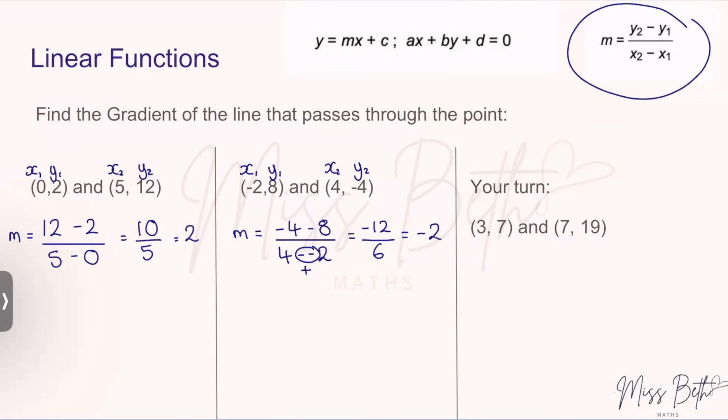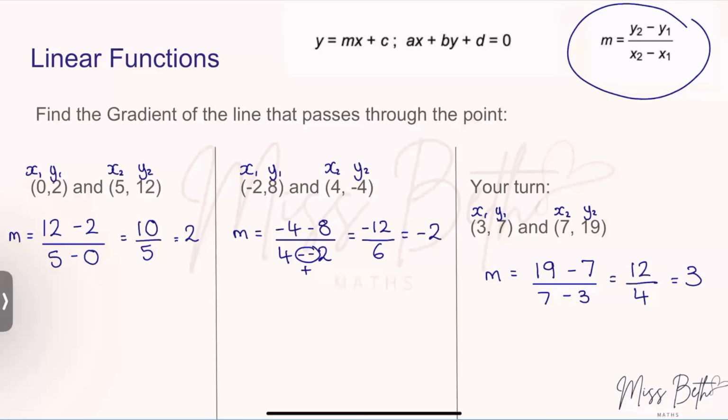Okay, so hopefully you labeled your coordinates first, and then we are substituting in to the formula. So y2 is 19. We are subtracting 7, and then we are dividing by 7, subtract 3. Okay, 19 take away 7 is 12. 7 take away 3 is 4. 12 divided by 4 leaves me with 3. So our gradient would be 3.